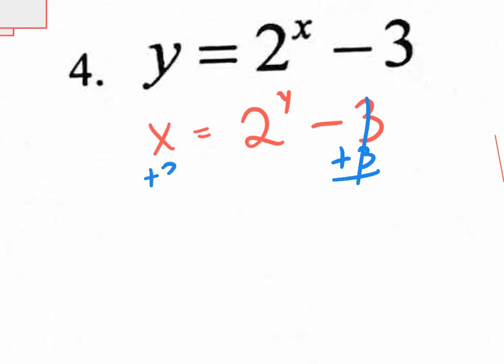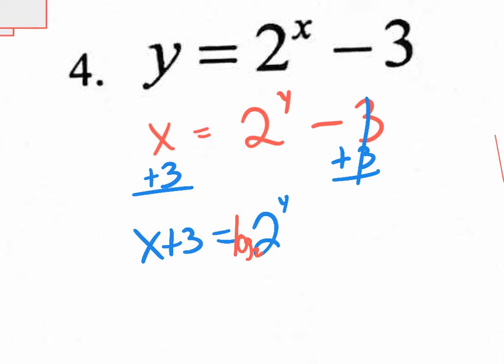What you do to one side, do to the other side. So what do we have here? We have x plus 3 on the left side equals 2 to the y on the right side. Now, in order to undo this exponent of y to make it a regular y, I need to apply what to both sides? A log base 2. So check this out. When I do log base 2, that will eliminate the 2 and the y comes down.